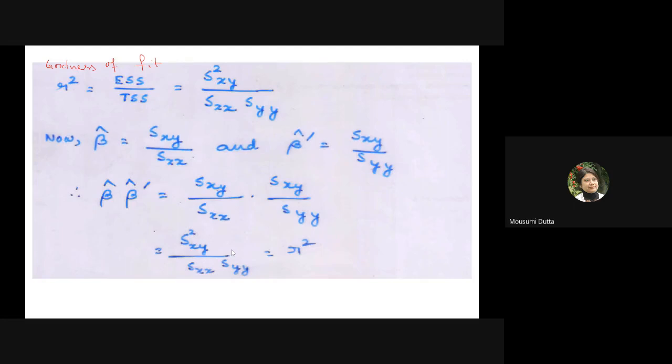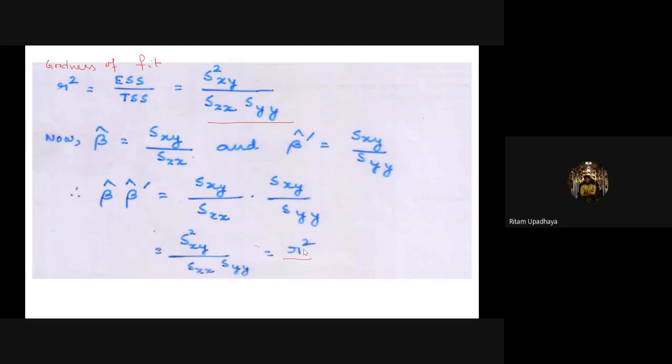So if I write beta hat into beta hat prime, that is Sxy by Sxx into Sxy by Syy, this can alternatively be written as a square xy divided by Sxx into Syy, which is equivalent to R square. R square was given by ESS by TSS, and we got ESS by TSS is nothing but this value, a square xy divided by Sxx Syy. So if I consider the product of regression coefficients of yi on xi and xi on yi, we get this to be equal to R square. Okay, any question? Is it clear to all of you?